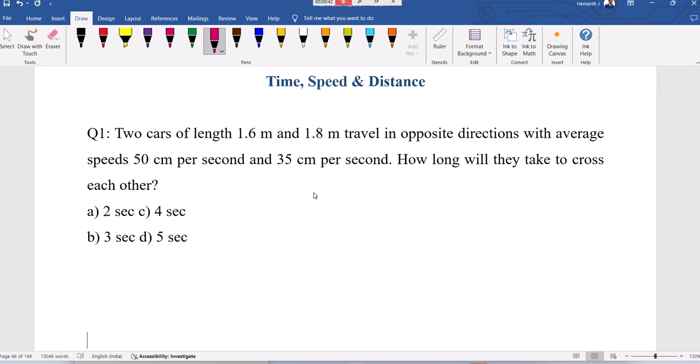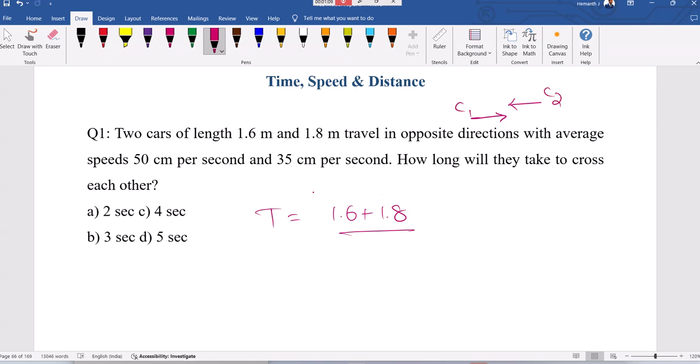Two cars of length 1.6 meter and 1.8 meter travel in opposite direction. Time taken is distance by speed. Distance is 1.6 and 1.8 meters. When two cars are crossing each other, the lengths of the cars are what matter. While crossing, there is no distance between car one and car two.